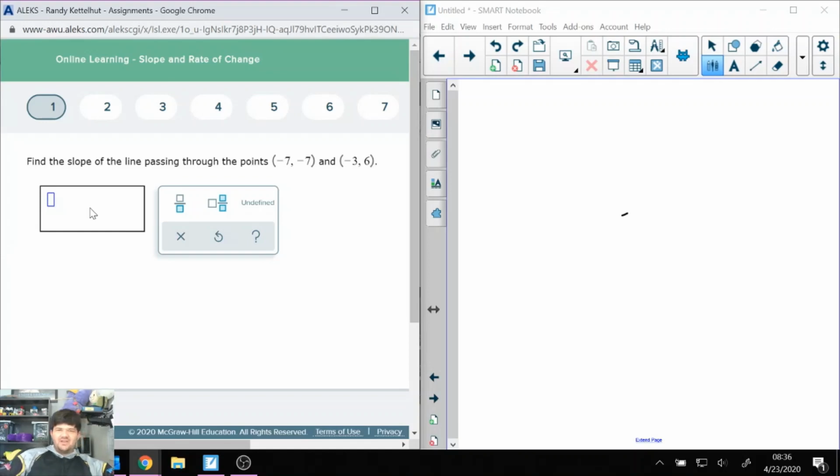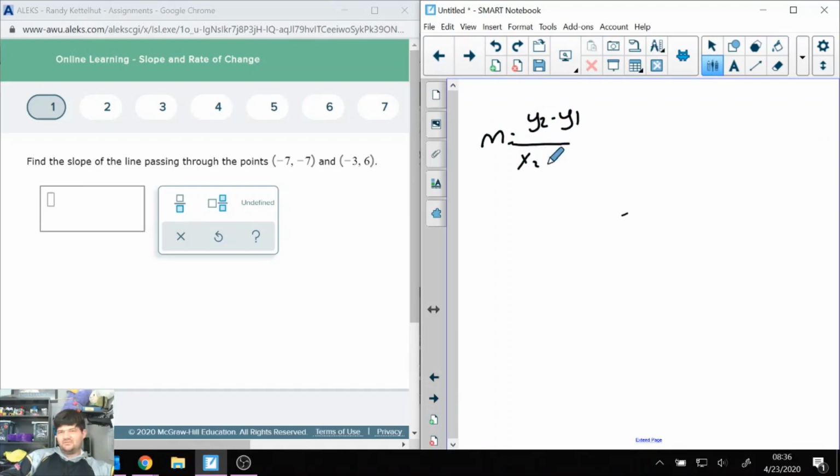So find the slope of a line passing through the points, etc., etc. Again, this is just going to be our slope formula. So if you remember the slope formula, you have y2 minus y1 over x2 minus x1. And so we're going to take these 2 points and we're going to label them. I really hope you guys can see the mouse.